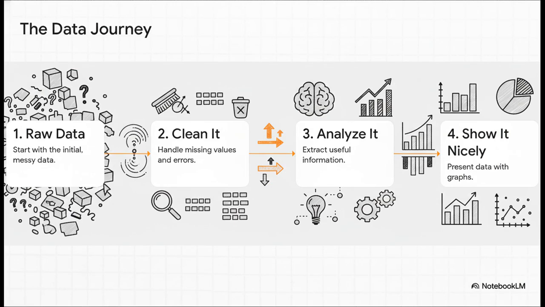Let's think about this journey in 4 really clear steps. Step 1, you start with raw, messy data. Step 2, you clean it. Step 3, you analyze it, dig in, find the secrets. And finally, step 4, you show it off with nice graphs and charts. That's our roadmap. Simple, right?